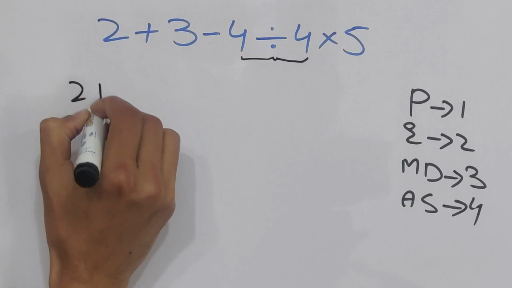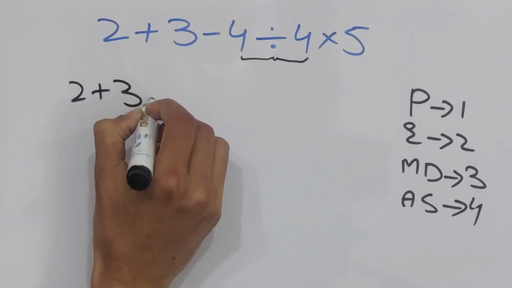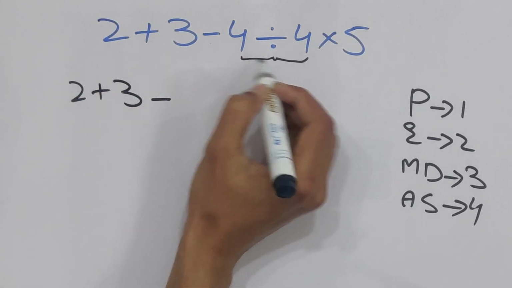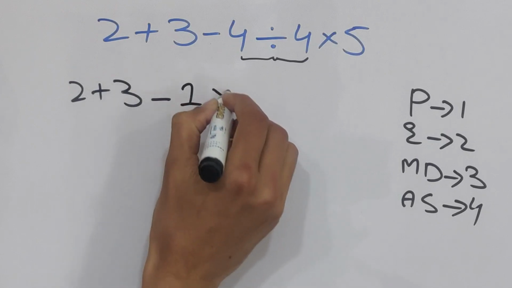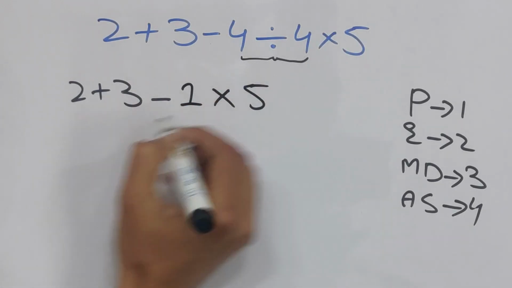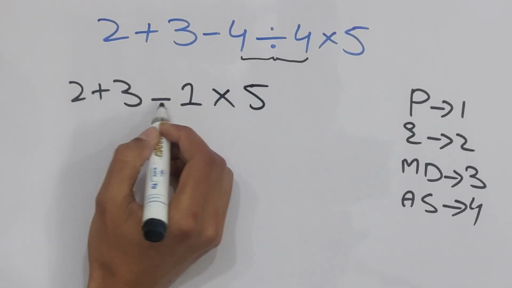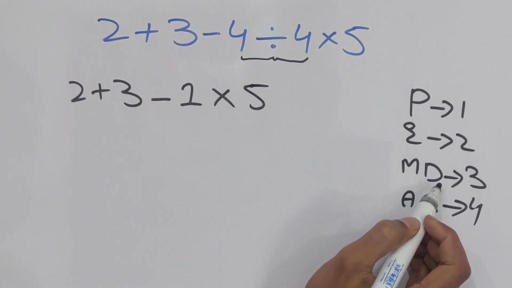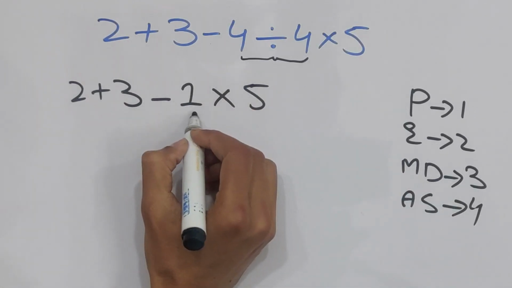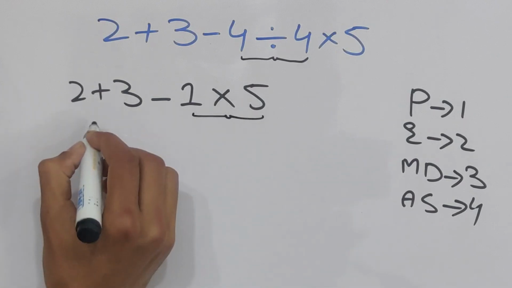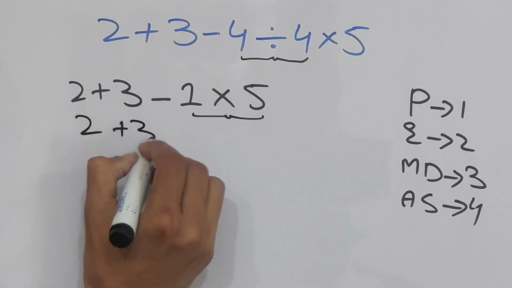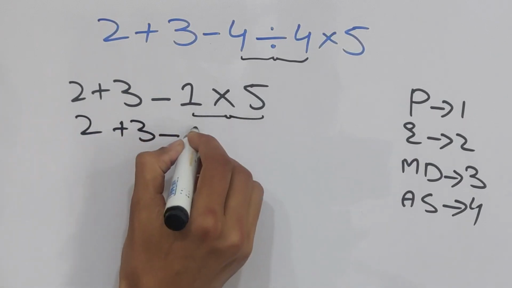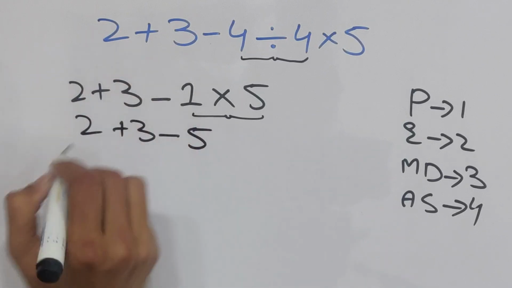So 2 + 3 - 4 ÷ 4 equals 1, × 5. Now here is plus, here is minus, here is multiply. Multiplication and division from left to right. So multiply first. 2 + 3 - 1 × 5 equals 5, not 1.